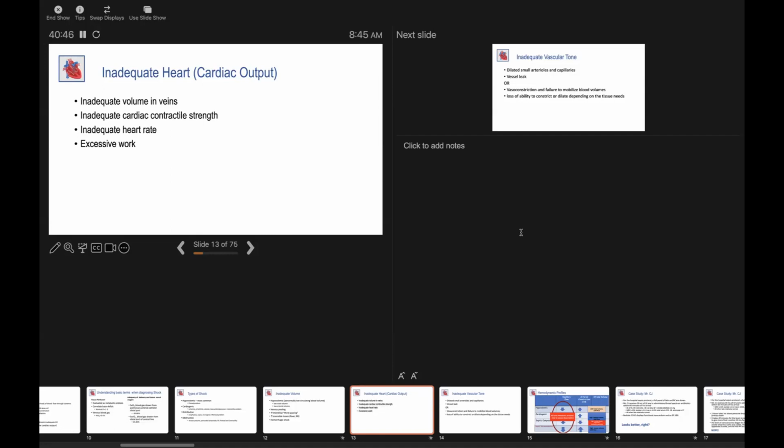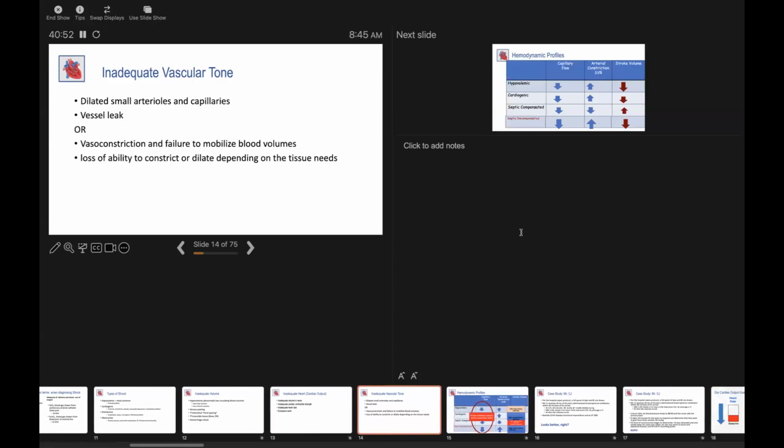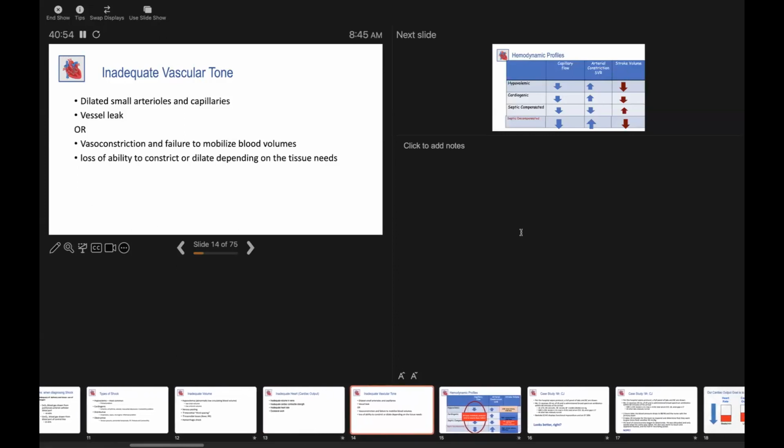Okay. All right. So inadequate heart rate, too much work that the heart's doing, abnormal rhythm, all the kinds of things we mentioned before. And then last, but certainly not least, is the loss of your vascular tone. And that's really about the arterioles and the capillaries and how blood flow is provided through those vessels.